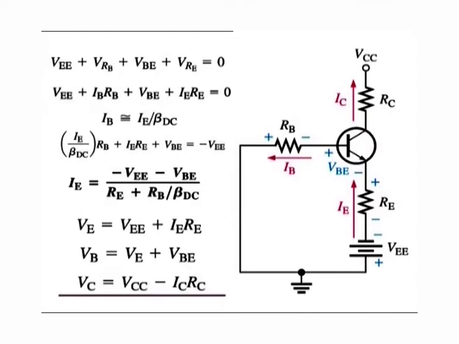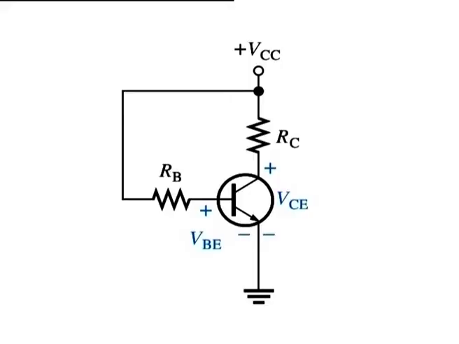Base bias. This method of biasing is common in switching circuits. The figure here shows a base biased transistor.